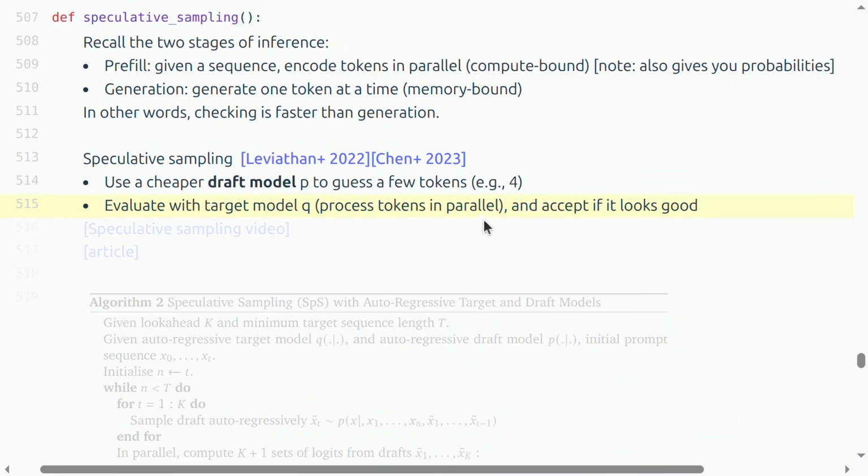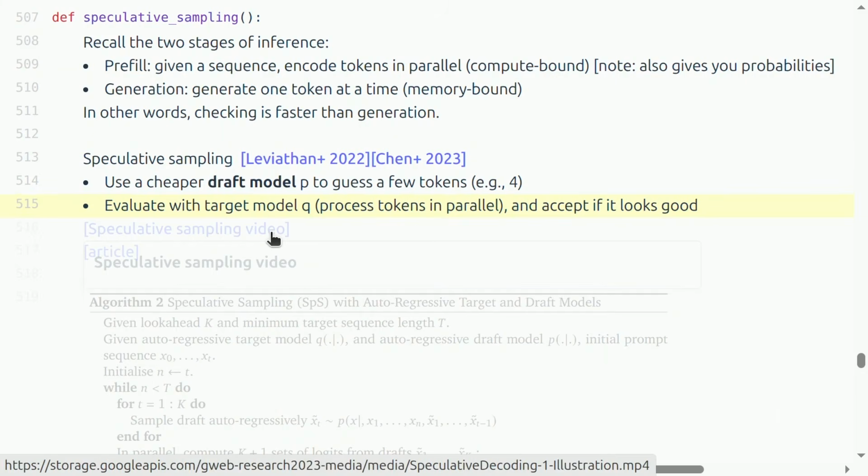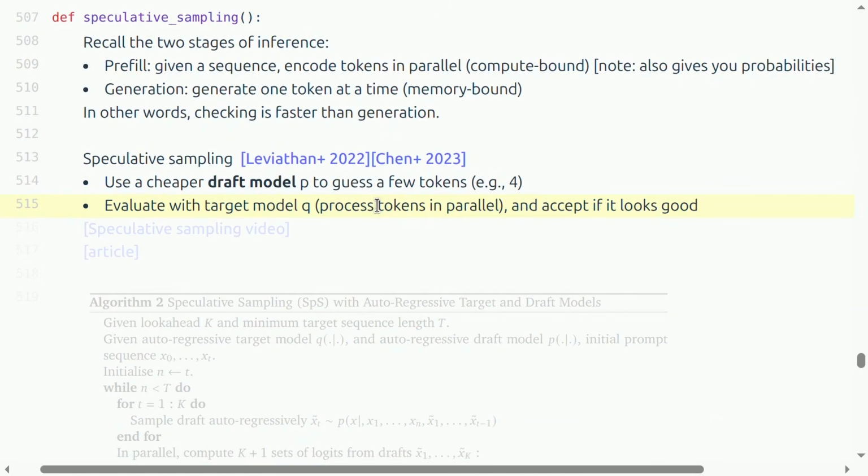Things are chosen to be balanced. The draft model is smaller and cheaper, and so even though it's memory bound and has to generate one at a time, it's not too bad. Whereas the target model is big and expensive, but we're asking it to process a batch of tokens in parallel, so it won't be too bad either.